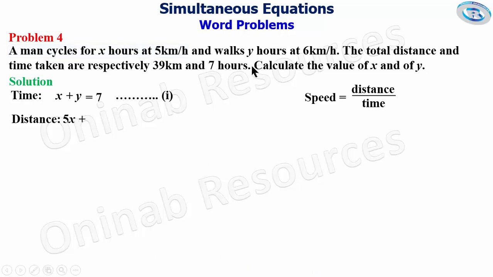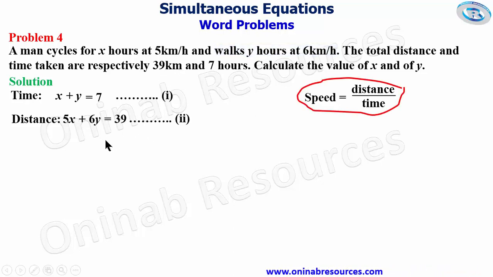So we go for the second part of the journey and get our distance there. He walks y hours at 6 kilometers per hour. In that case, the distance traveled there is y times 6, and that gives 6y. And this is equal to 39 kilometers. We call it equation 2.